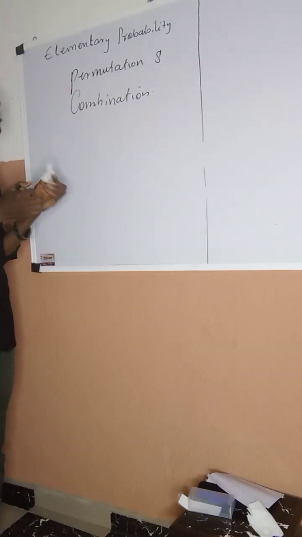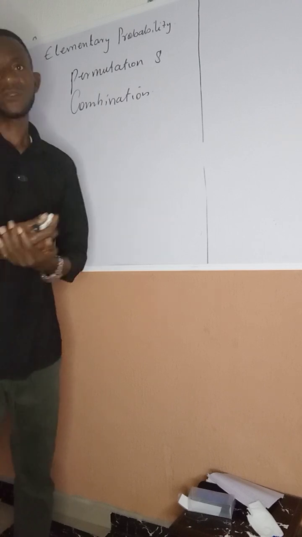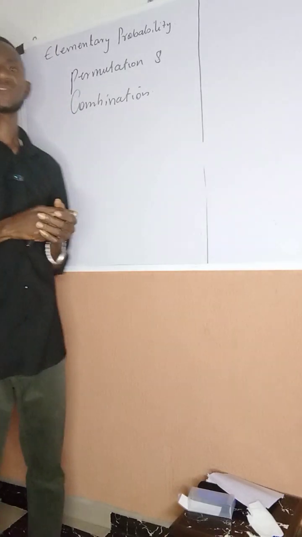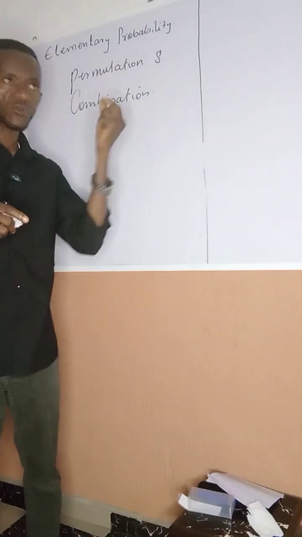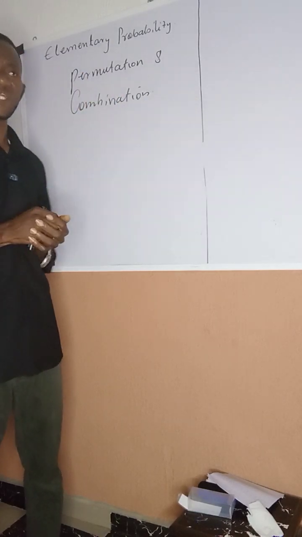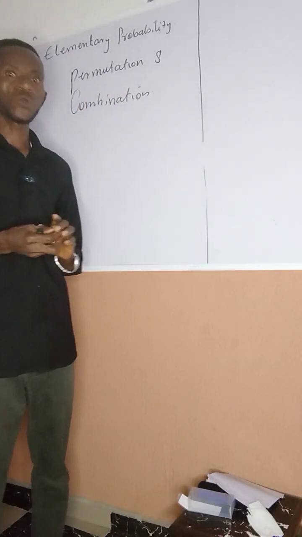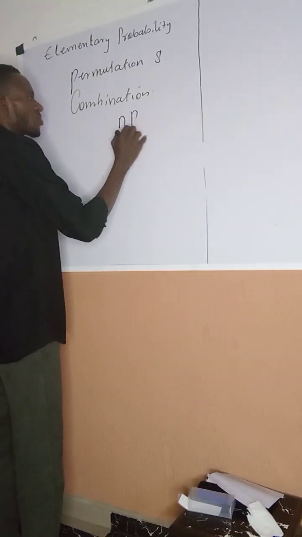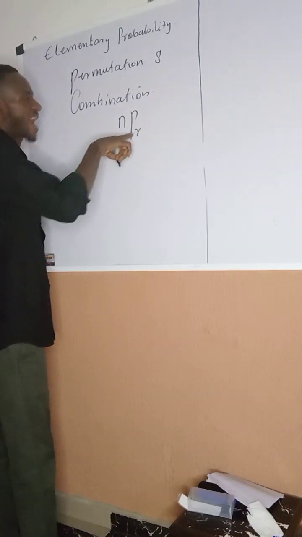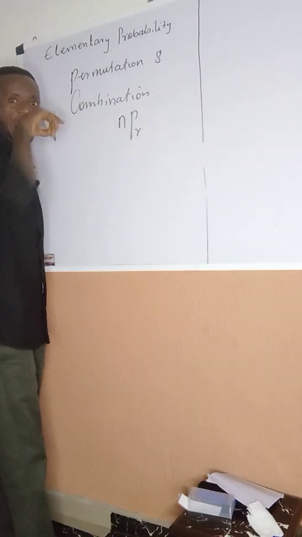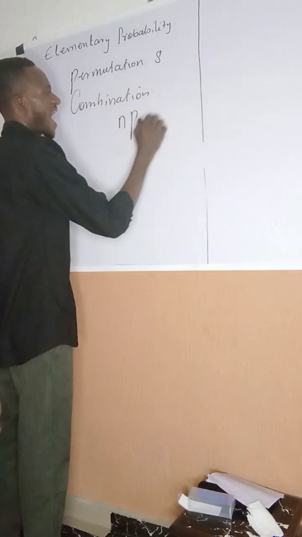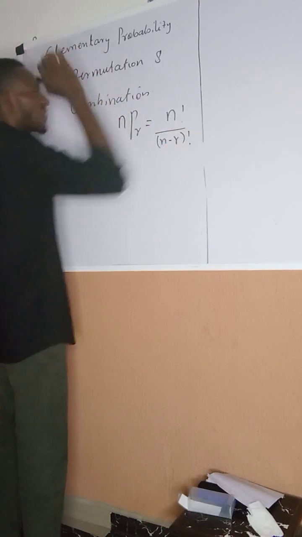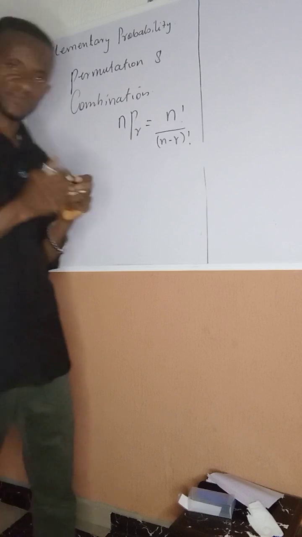Permutation, of course, is the number of ways of arranging R objects out of N objects. This R is always less than or equal to N, and it is always written like this: N permutation R, or arranging R objects out of N objects. And it is expressed as N factorial all over N minus R all factorial. This is how to express it.